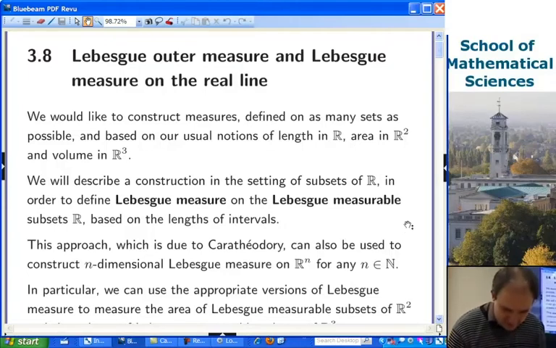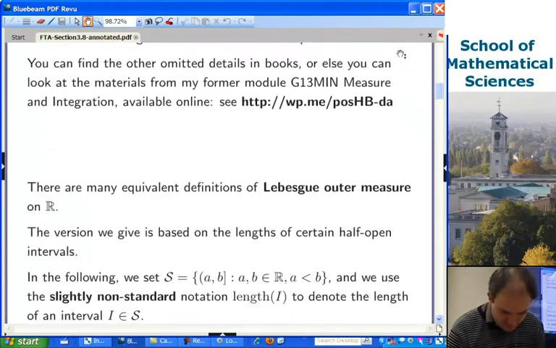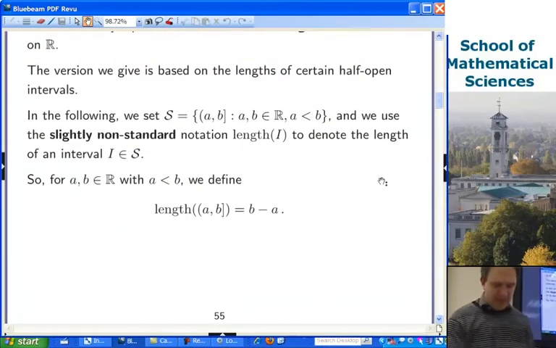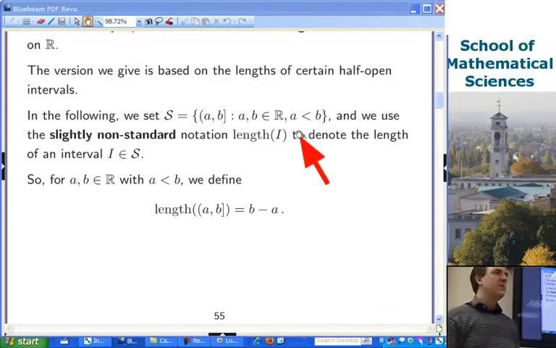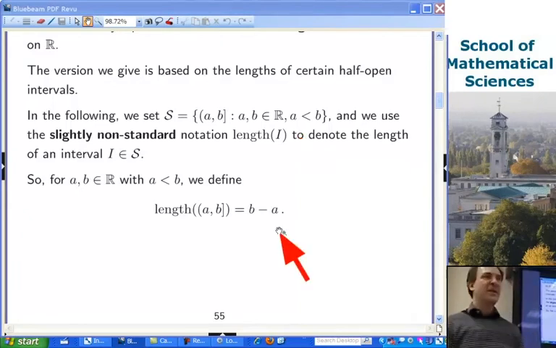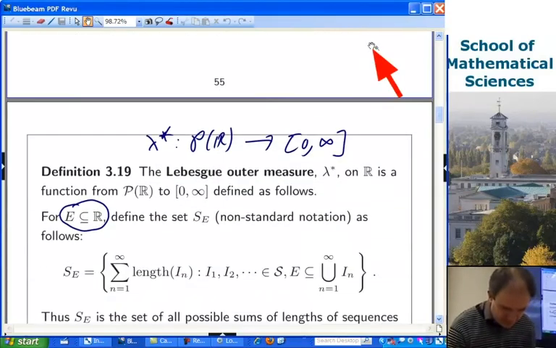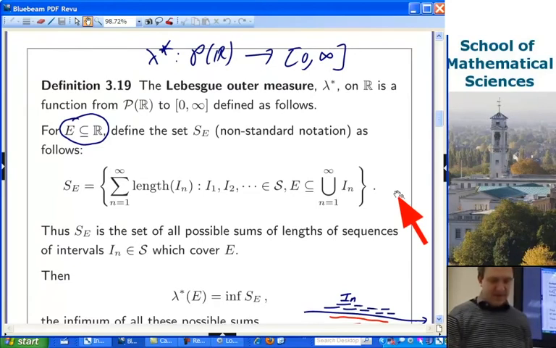But we had then moved on to give you a definition of Lebesgue outer measure. It was based on a particular kind of half-open interval. We chose half-open intervals that were open at the left. And then we had the obvious notion of length for a half-open interval. And then based on that, here was our definition of Lebesgue outer measure.